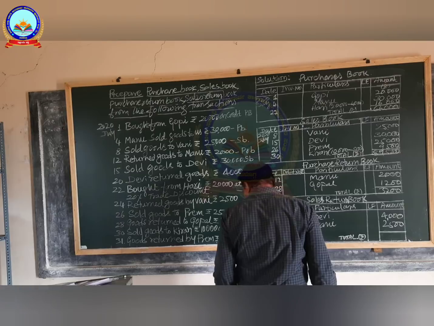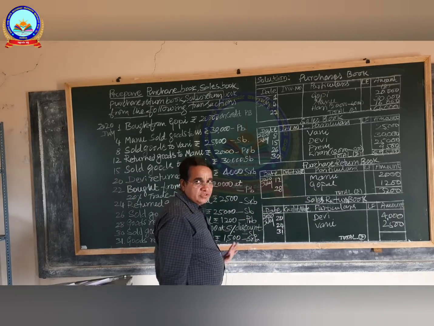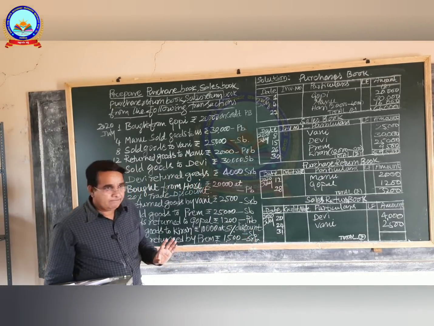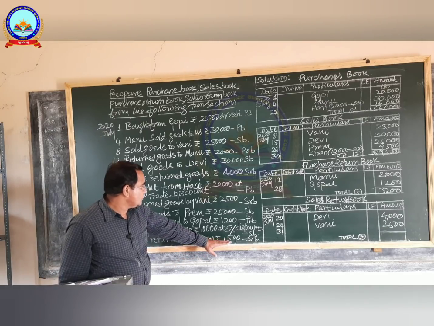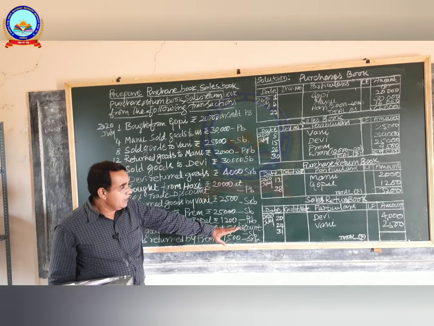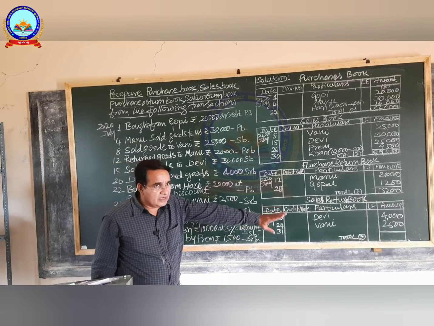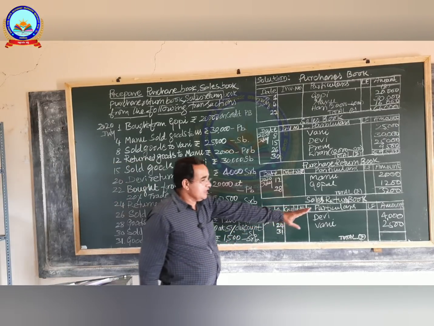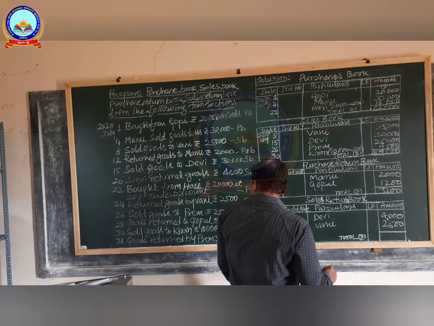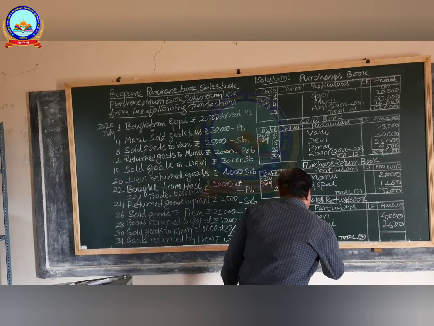And on 31st, goods returned by Prem. The total value of the goods is rupees 1,500. This is the last transaction. It should be entered in the sales return book. Write the customer's name, that is Prem.